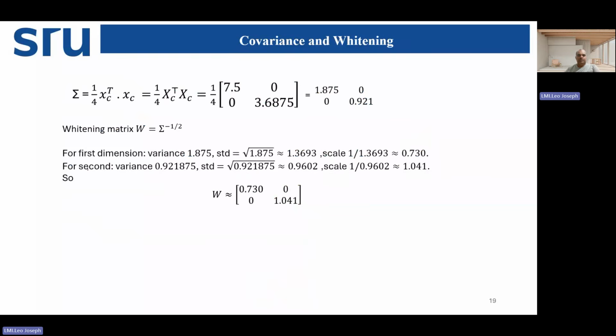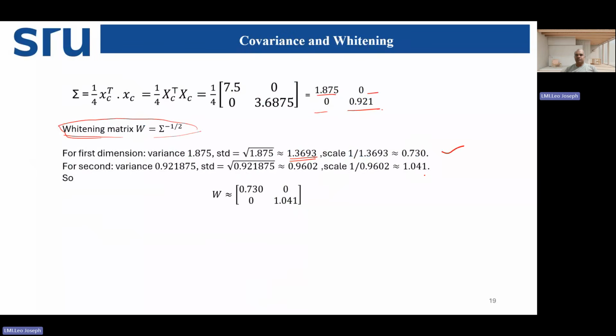Now what I am doing, I am going to multiply 1 by 4 into the obtained values. So I am getting 1.875, 0.921. After that, what I am doing is the whitening matrix. This is called concept whitening. What we are doing is the square root of 1.875. I am getting the value 1.3693. If I scale it between 0 to 1, I am getting 0.730.